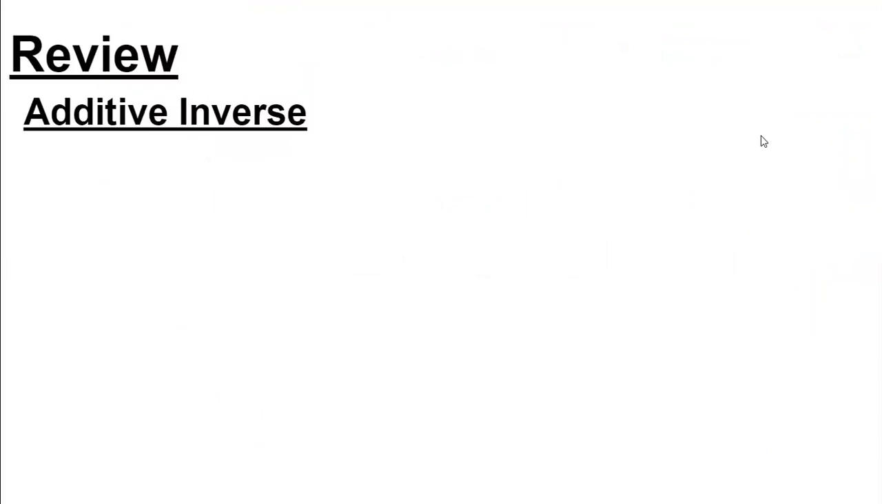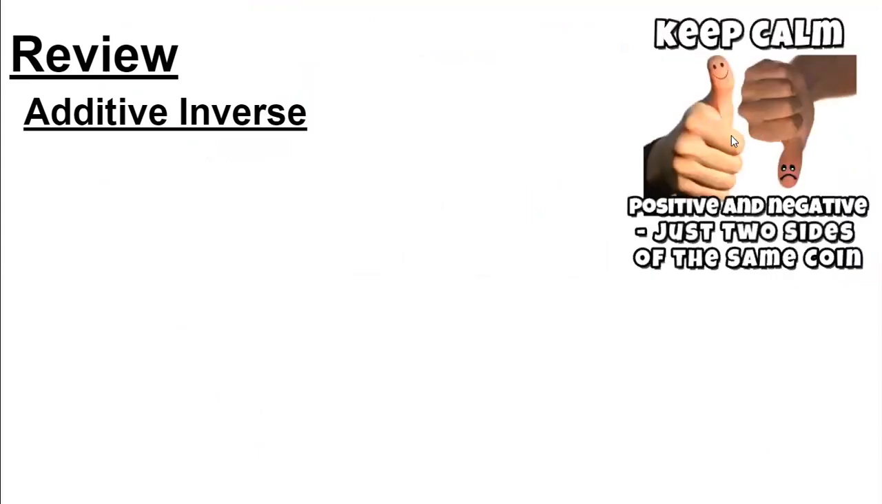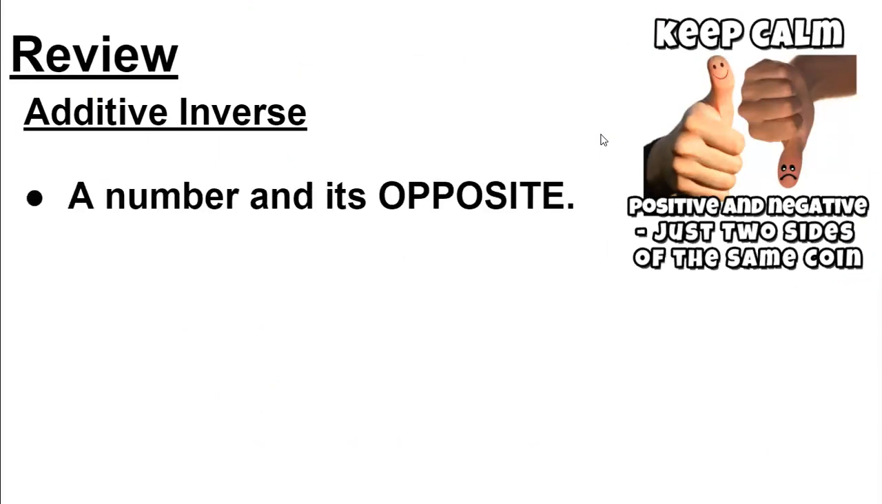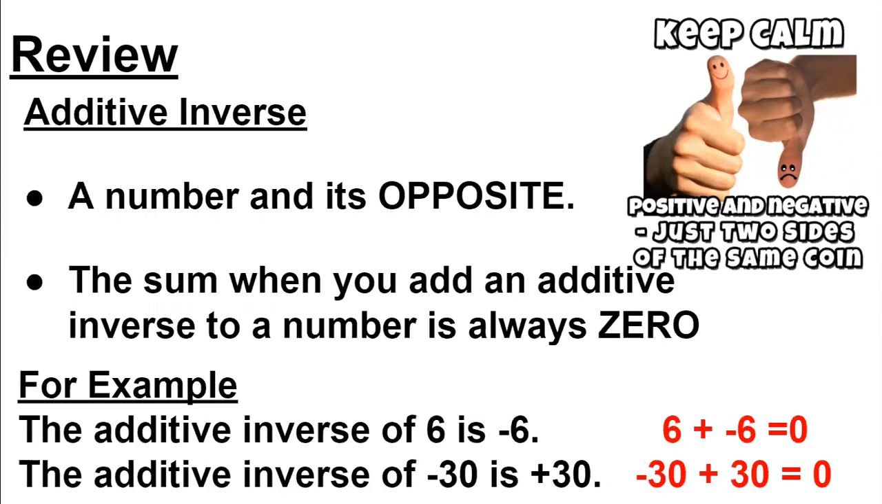So what is an additive inverse? Do you remember from the last lesson what an additive inverse is? Remember? They're two sides of the same coin, so to speak, positive and negative. A number and its opposite is an additive inverse. So the sum when you add an additive inverse to a number is always 0. How does that work? The additive inverse of 6 is negative 6.